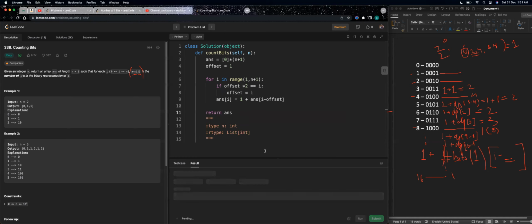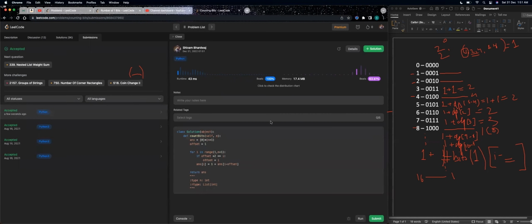Let's look into the solution of our problem. As we can see, this is a pretty efficient solution. Talking about the time complexity, it would just be big O of n, as we are only traversing the array once. And talking about the space complexity, it would also be big O of n, as we are using an array to store n different values.